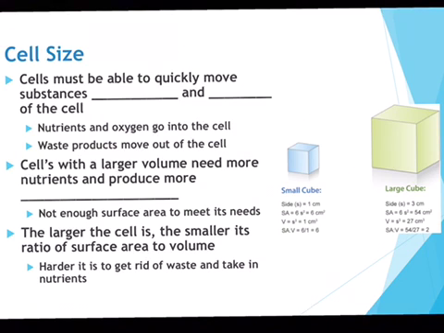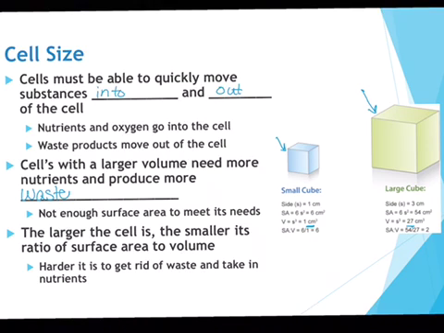So when we look at cell size, cells have to be able to move substances into and out of the cell very quickly. So we want nutrients and oxygen to come into the cell very quickly and waste products to leave. So cells with larger volumes are going to need more nutrients, and they're also going to produce more waste. So remember, here would be an example of a cell with a large volume. It looks like 27 centimeters cubed, as opposed to this blue cube where the volume is only 1 centimeter cubed.